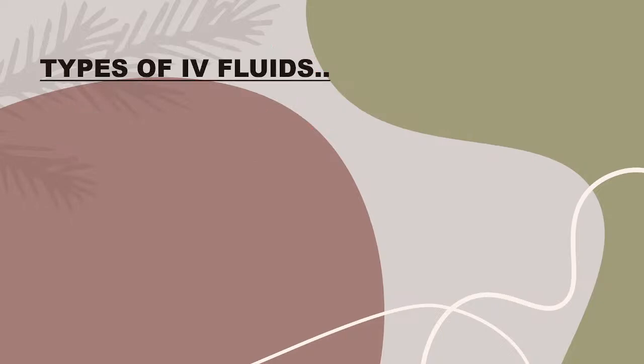So moving further, now we are heading towards our main topic, that is types of IV fluids. This is quite an important topic, so I request you to please concentrate. First, we need to understand that there are basically three types of IV fluids. First is isotonic, next is hypotonic, and the last one is hypertonic. So basically three types of fluids are present.